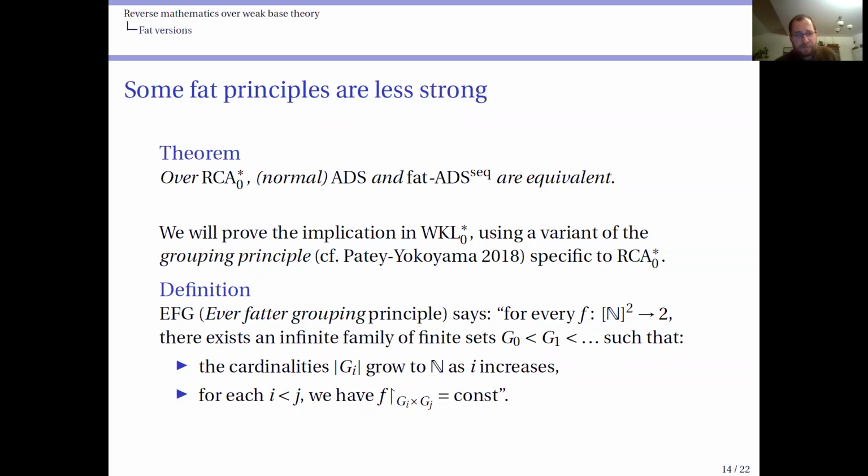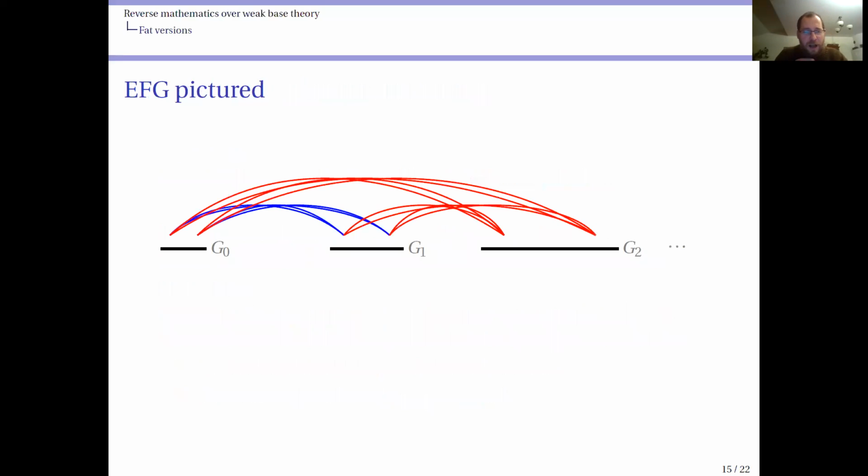And secondly, we want the cardinalities of these groups to increase, and not just to increase maybe by 1 or something, but we want to make sure that they grow to the full cardinality of the natural numbers, meaning that for every natural number, there is a group that has at least that cardinality. And then the further groups will only have bigger cardinality, so it will never decrease. So that's what the ever fatter is supposed to indicate, that these groups have ever larger cardinality and eventually exceed any given finite cardinality.